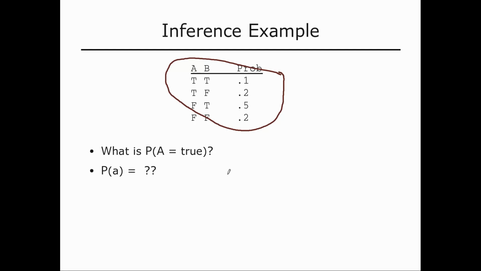I want to know the probability that A is true. So all I need to do is find all the rows, all the worlds in which A is true. There's one here and one here. I add up those probabilities, 0.1 plus 0.3.